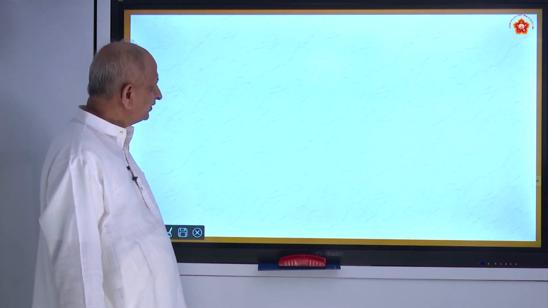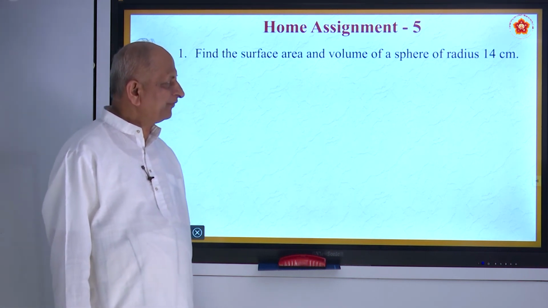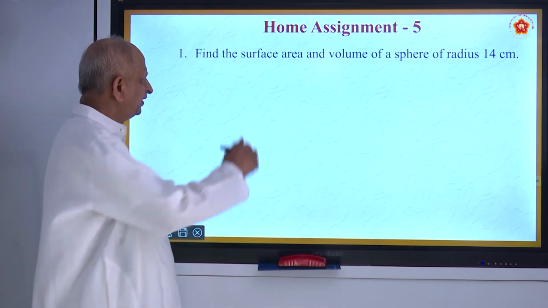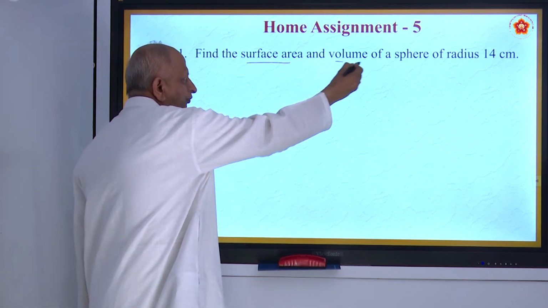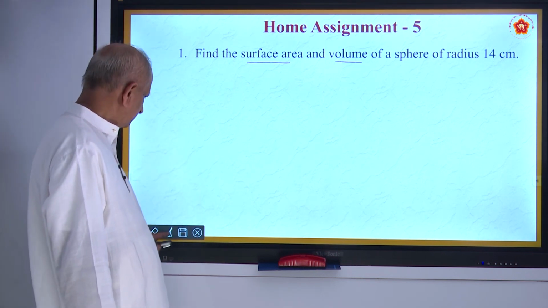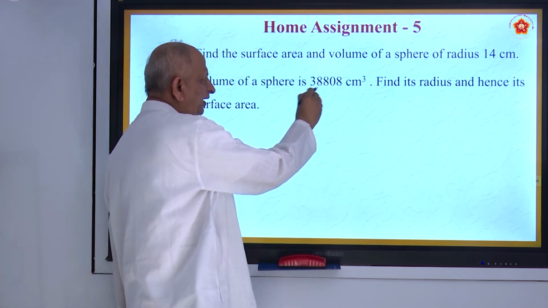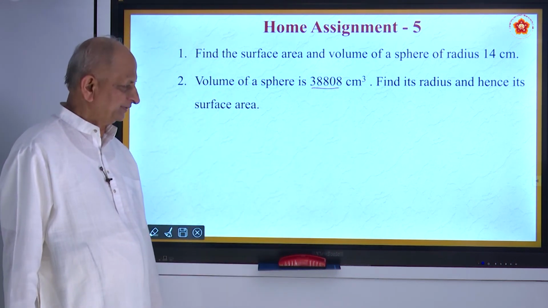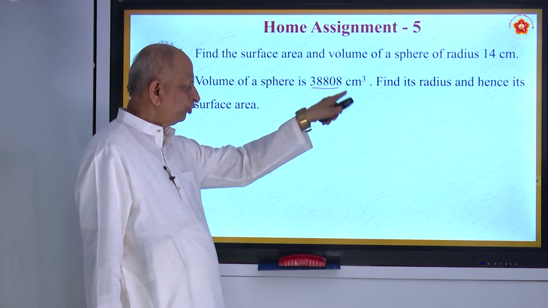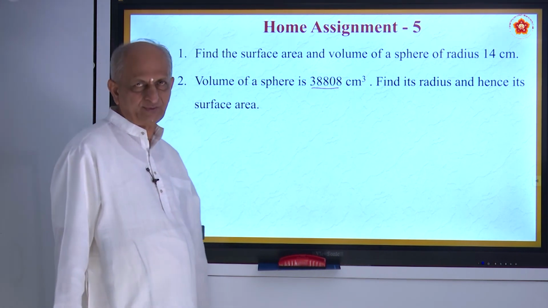Come on. We will see the home assignment. Find the surface area and volume of a sphere of radius 14 centimeters. So they asked surface area 4 pi r square, volume 4 by 3 pi r cube, and you must take radius as 14 centimeters. Then you have the second question. The volume of a sphere is given as 38,808. Find the radius. Formula 4 by 3 pi r cube. So you get r cube. The cube root of that you must find out. That is the radius. And then area 4 pi r square.